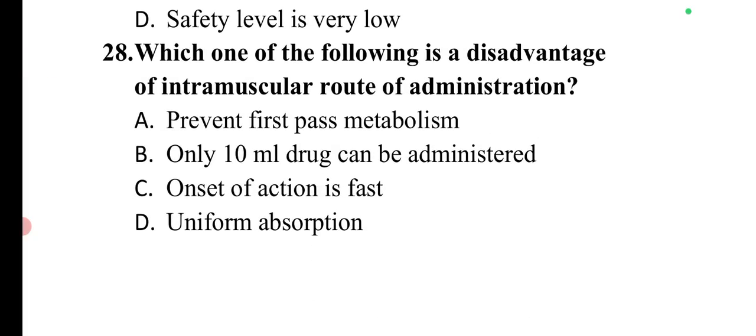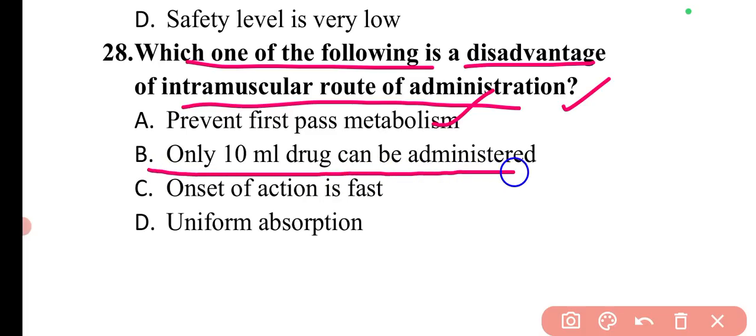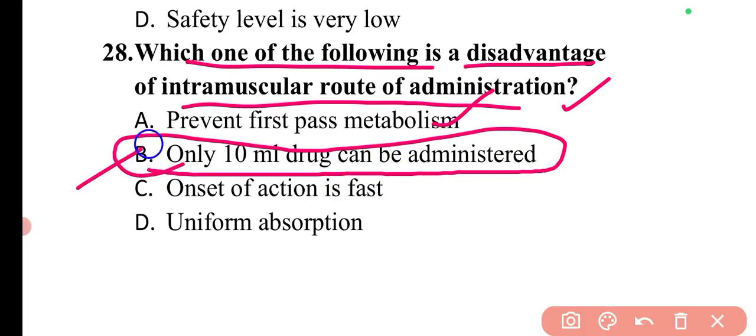Next question is, which one of the following is a disadvantage of intramuscular route of administration? So the disadvantage will be, it prevents first pass metabolism, no, that is an advantage. Only 10 ml of drug can be administered. So there is a limitation on the dose of drugs. Then the onset of action is fast, and absorption is uniform. So these are the advantages. So here option B will be the correct answer.